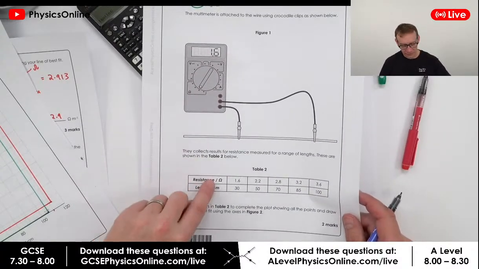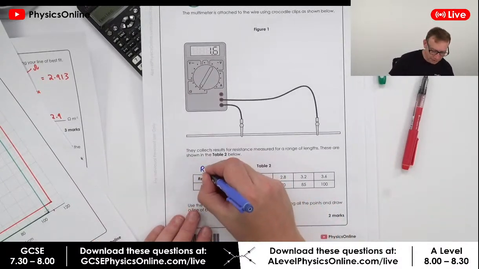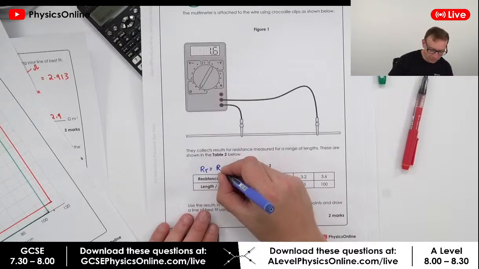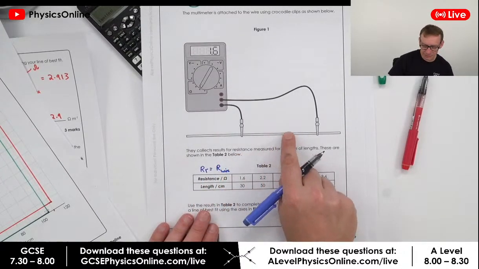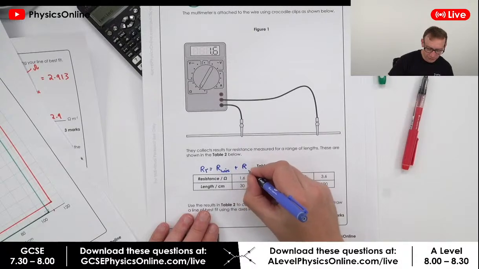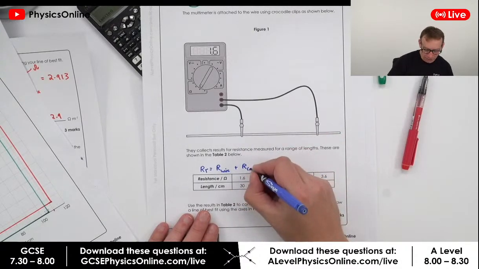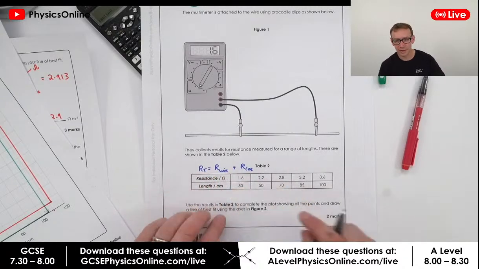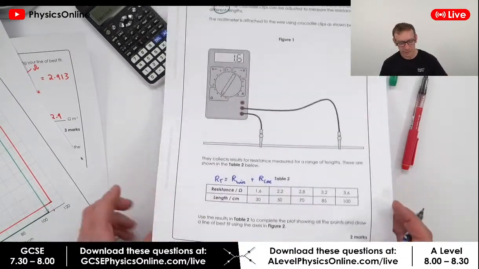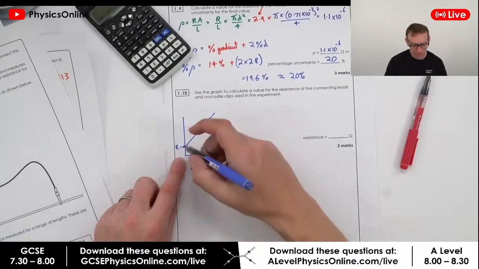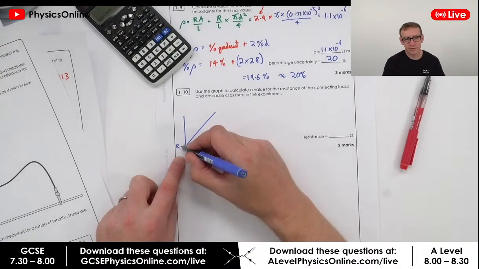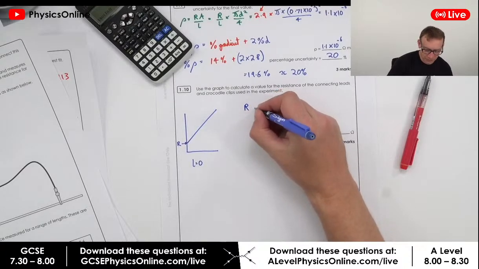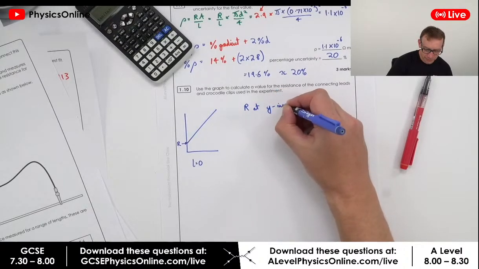So the measured resistance is actually R_T. That's the total resistance measured, which is going to be equal to the resistance of the wire that we're actually testing, plus the resistance of the leads and the crocodile clips. So we've measured the total resistance, not just the resistance of the wire. And that means if we were to look back when L equals 0, that would be the resistance of the other parts of that circuit. So therefore, this is the resistance at the y-intercept.